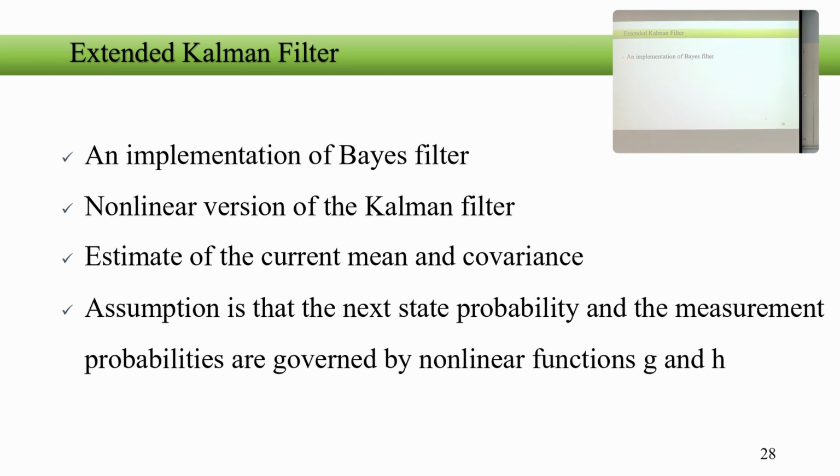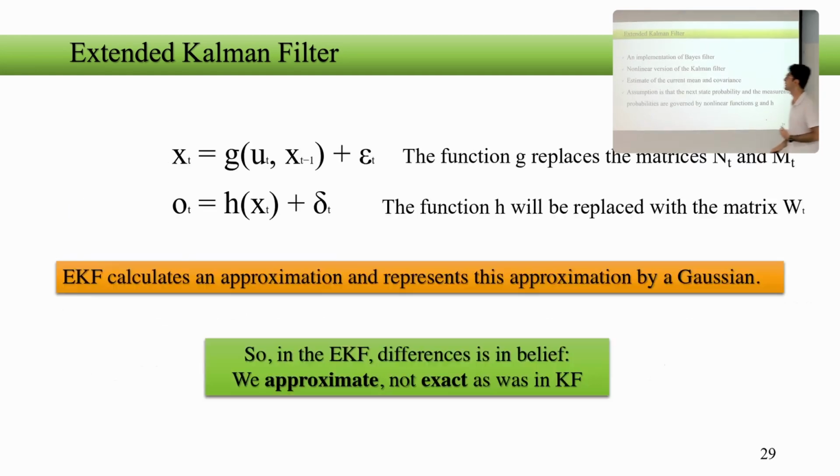So extended Kalman filter is again one implementation of the Bayes filter. It is a nonlinear version of the Kalman filter. Everything else is almost the same. We just want to bring nonlinearity. So again, we have an estimate of the current mean and covariance after conversion. And the assumption is that the next state probability and measurement probabilities are governed by nonlinear functions g and h. And we are going to see how we can calculate g and h.